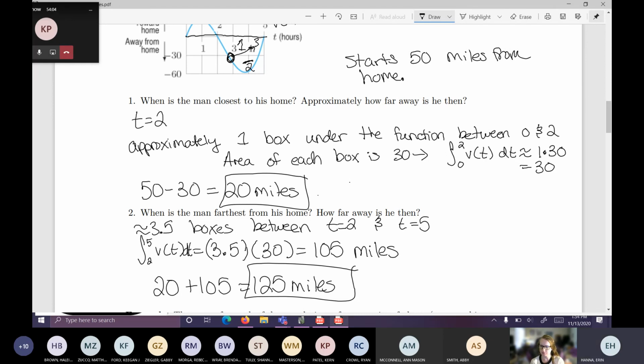Questions, concerns about that one? That one usually throws people off a little bit. Okay. I'm amazed that we got that far, but that's actually all of 5-4.